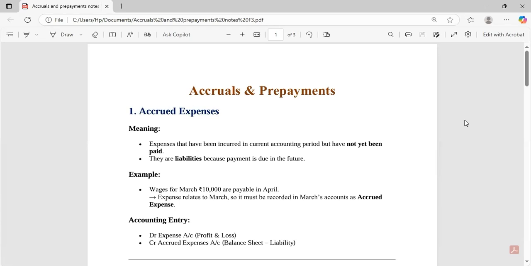question comes in the exam, we are given the opening accruals, closing accruals, opening prepayments, closing prepayments like this. All right, so we should know when we have to add, when we have to subtract. So we will see everything, how we have to deal with it. All right, so let's get started. The first term is accrued expenses.